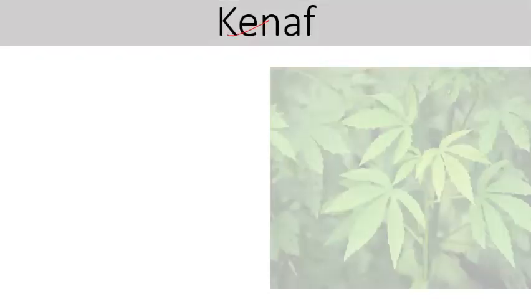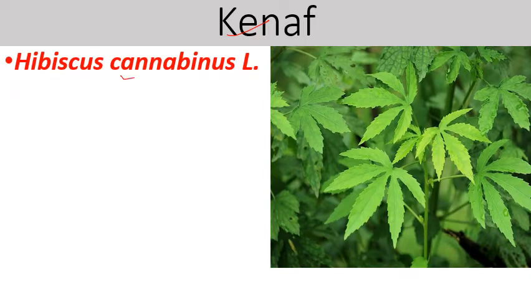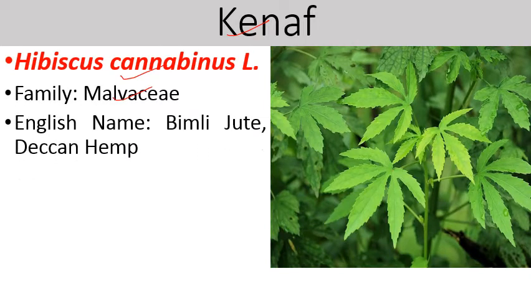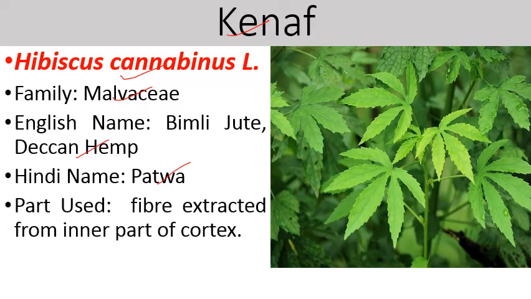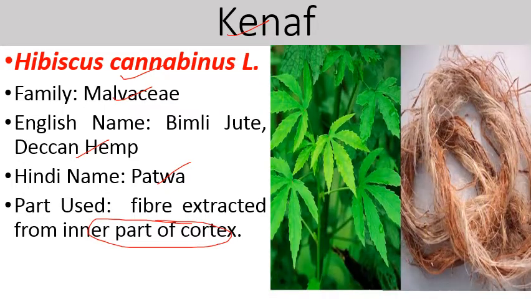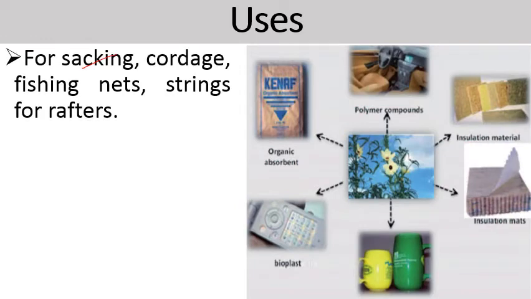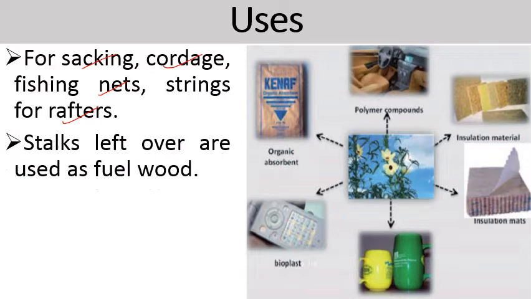Next fiber is kenaf. It is obtained from Hibiscus cannabinus and family is Malvaceae. English name is Bimli jute, Deccan hemp. Then Hindi name is patwa. Part used: fiber extracted from inner part of the cortex. This fiber is used for sacking, cordage, fishing nets, string for rafters, then stock leftover is used as fuel wood. Then we can make other items by using this fiber also.